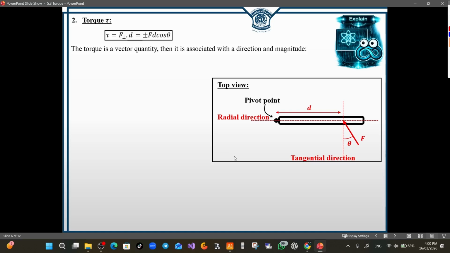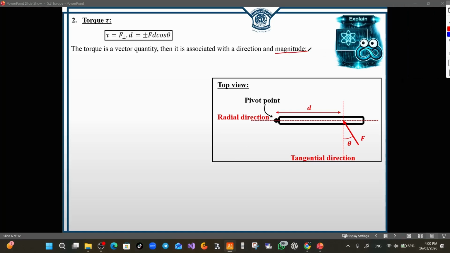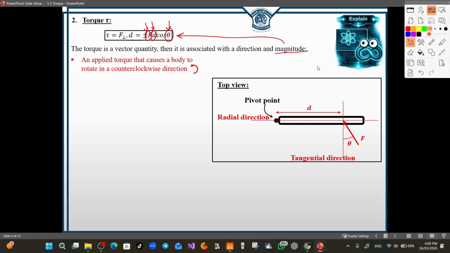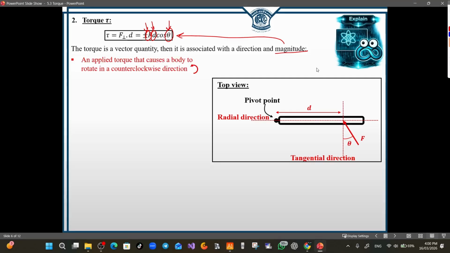The torque is a vector quantity, so it's associated with direction and magnitude. Now for the magnitude, we have defined how we can find it. Three factors will affect the magnitude: the force, the distance from the fulcrum or the pivot point, and the angle between the force and the tangential direction. Now, what about the direction? How can we define the direction of the torque?